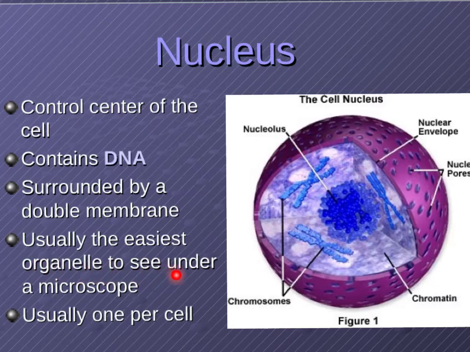It's usually the easiest to see under a microscope. Sometimes you could stain it. If you look at a cheek cell, it's that big circular structure in the middle.